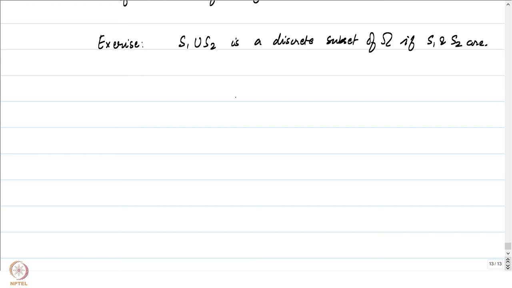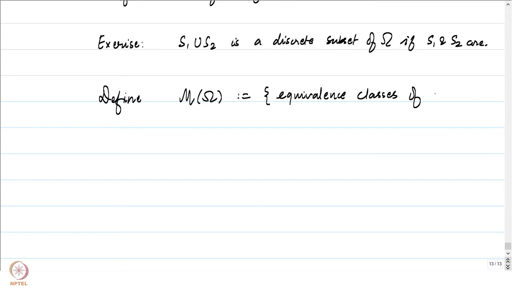So now that we have defined an equivalence relation, I will allow you to again sit down and check that this is indeed an equivalence relation. That's also an exercise for you. And define a set M of omega to be the set of all equivalence classes of meromorphic functions on omega. And the equivalence is exactly how it is defined here.